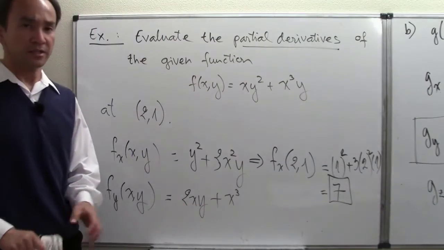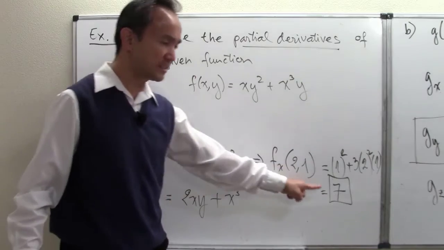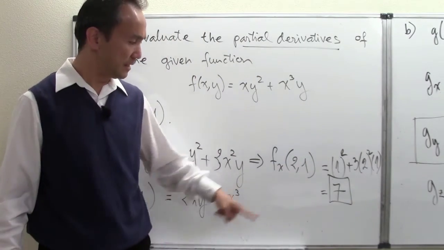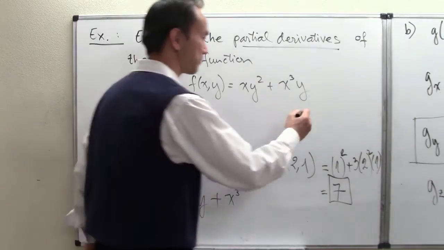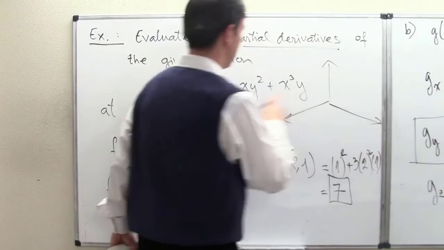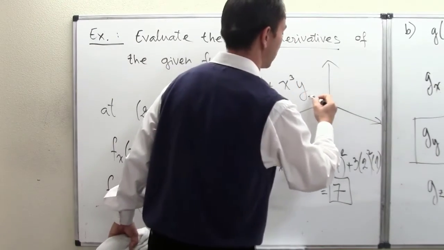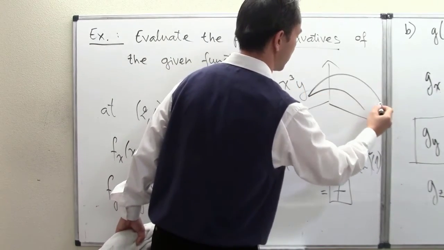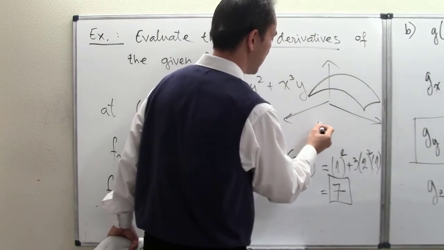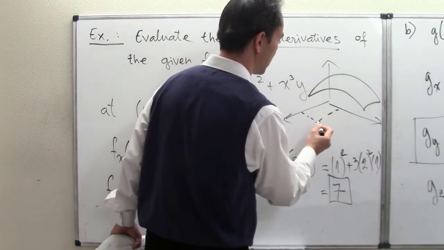All right, so let's take a quick pause here. What does that 7 mean? What does that 7 value mean right here? It means, recall the picture. This function has a graph that being a surface that may look like this. Okay, 2 comma 1 is a point about here.